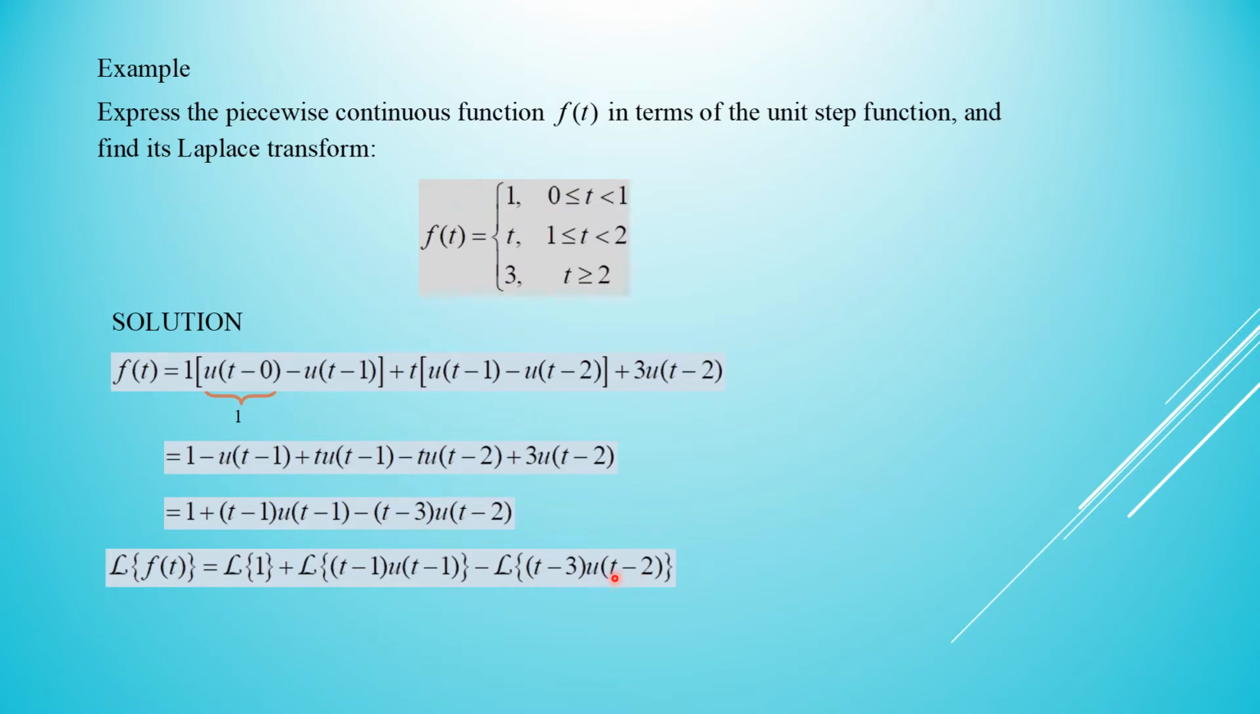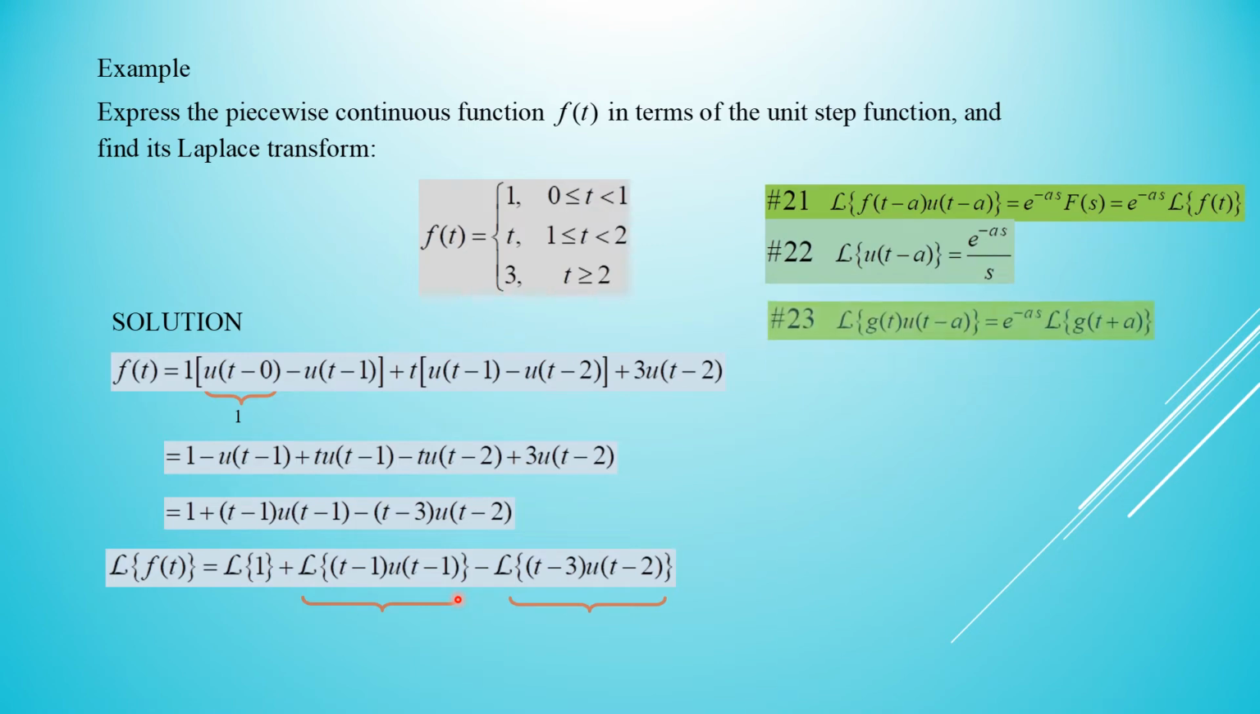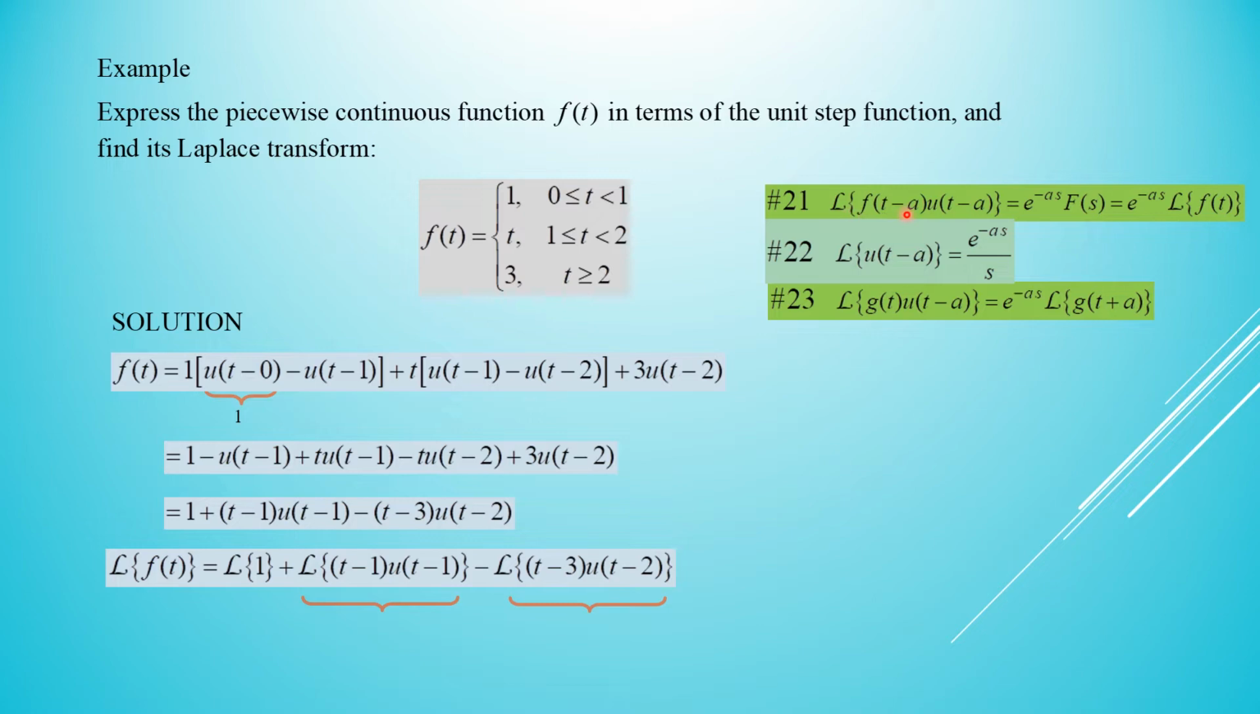Okay, now how do you find the Laplace transform of 1? That's very easy. From the table of Laplace transform, we can get it directly from rule number 1. But what about this? And what about this? Okay, which formula from the table of Laplace transform are we going to use? In the table of Laplace transform, there are three formulas which involve the unit step function. Formula number 21, Laplace transform of f(t minus a) u(t minus a). Formula number 22, Laplace transform of u(t minus a). Formula number 23, Laplace transform of g(t) u(t minus a).